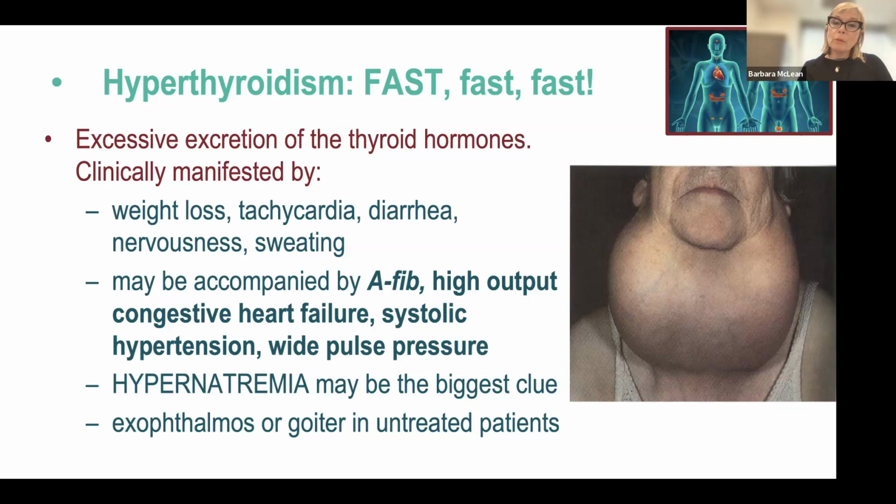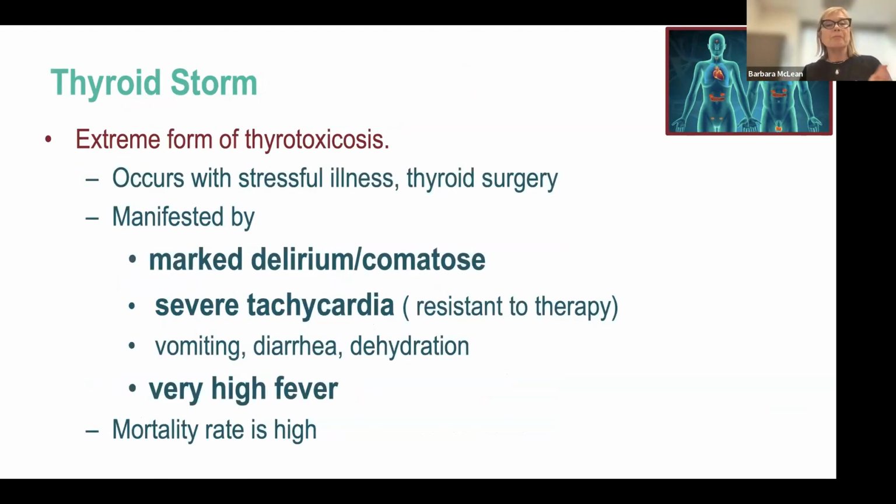But what's really, really important when we look at these patients is that they very commonly are going to have significant hypernatremia. And that may be the biggest clue in addition to exophthalmos or that large goiter.